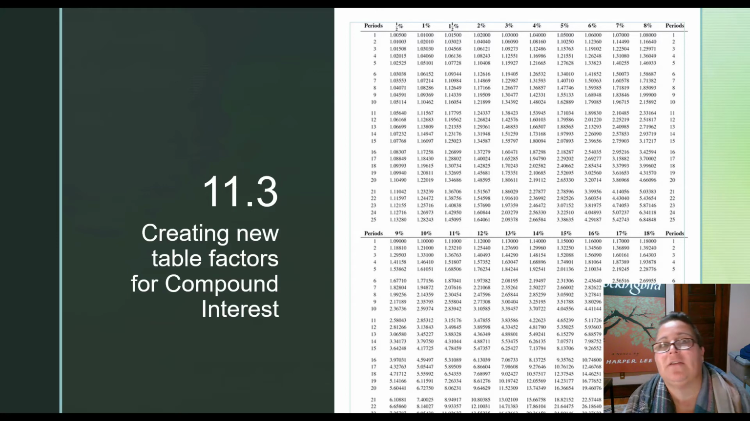The other thing is that there's only 25 periods. So that also does not happen. I mean, if you think about just a mortgage, which is generally compounded monthly for anywhere from 15 to 30 years, that could be as many as 360 periods. This table does not have 360 periods in it. So we need a way to create new table factors using the compounded interest.